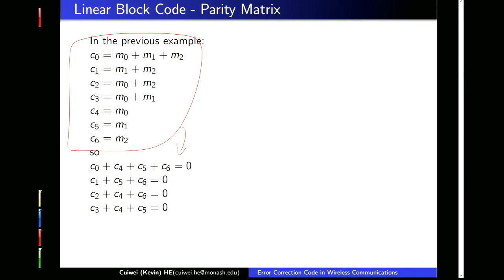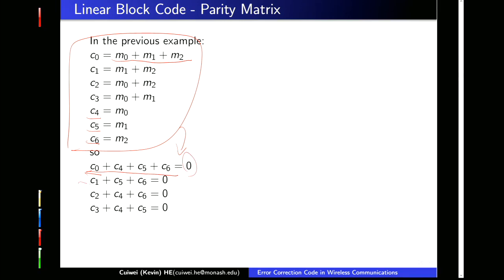This is because you see C0 actually equals M0 plus M1 plus M2. M0 is C4, M1 is C5, M2 is C6. So basically, C0 equals C4 plus C5 plus C6, because we are using modulo 2 here. So it's 0 plus 0 equals 0, 1 plus 1 equals 0. So basically, because C0 equals C4 plus C5 plus C6, that's why when we add them together, it's 0.